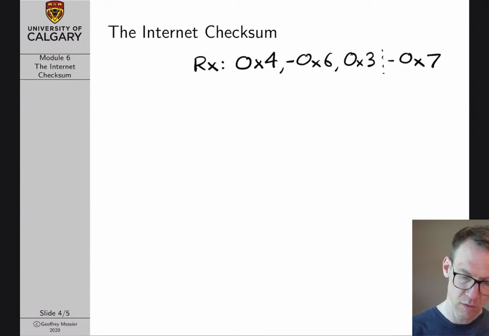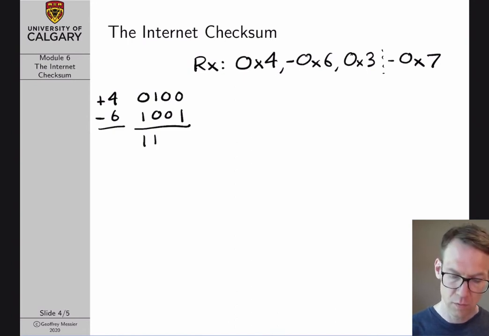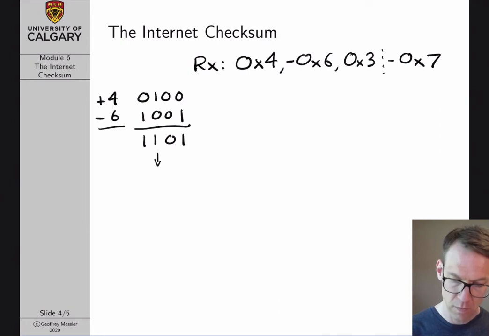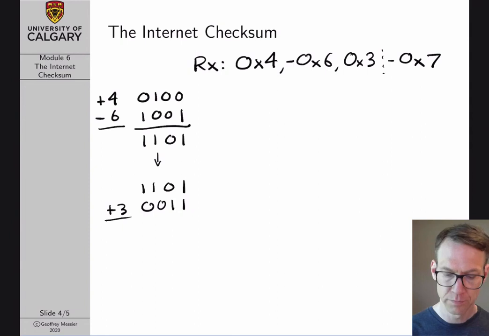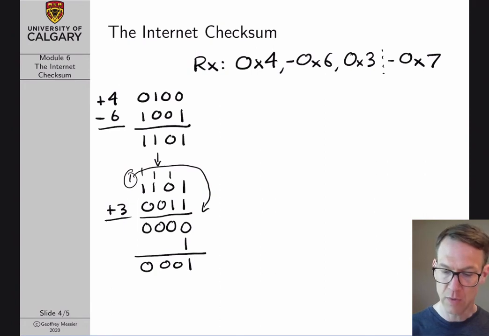So let's start by adding positive 4 to negative 6. So we have 0, 1, 0, 0 plus 1, 0, 0, 1, which gives 1, 1, 0, 1. And then we take that result and add it to positive 3, which is 0, 0, 1, 1. 0, carry the 1. 0, carry the 1. 0, carry the 1, 0. We have another 1, and we wrap it around. Zero, zero, zero, 1.